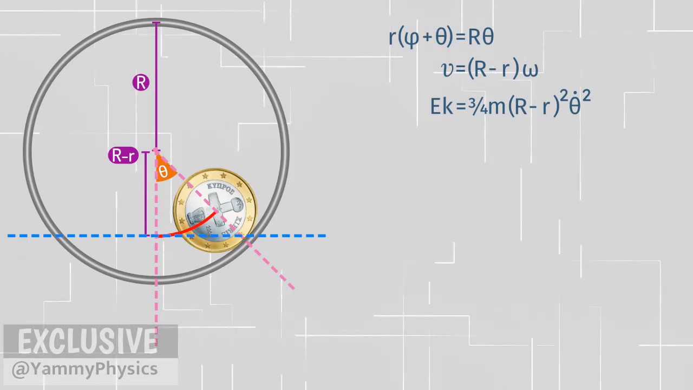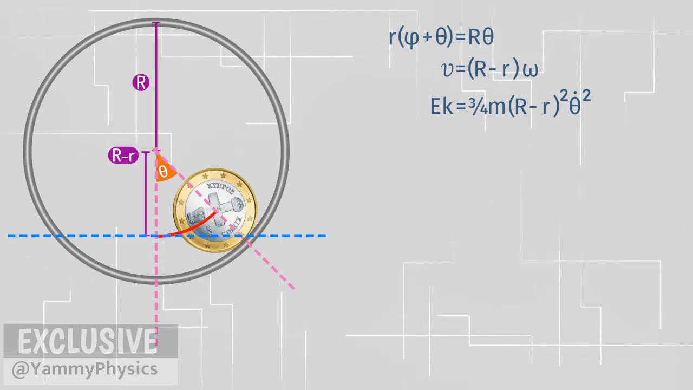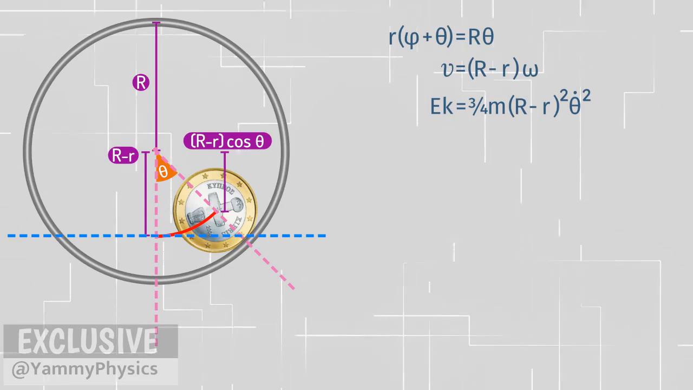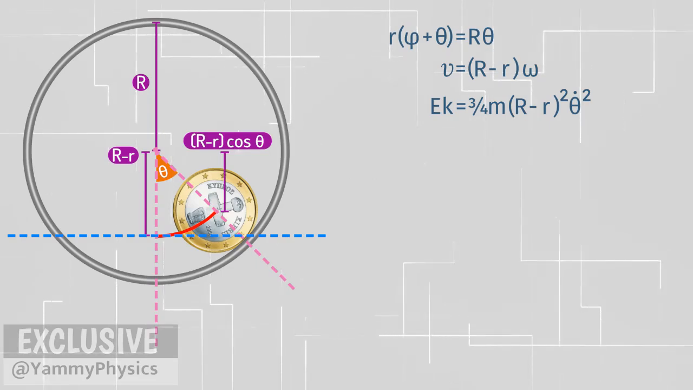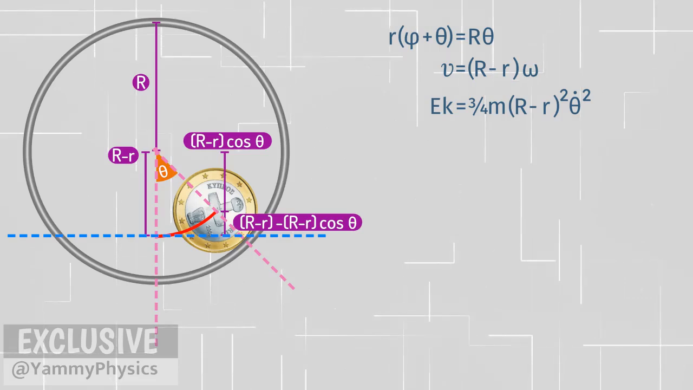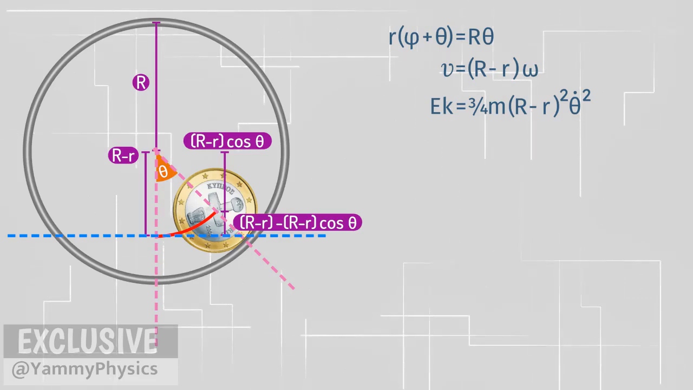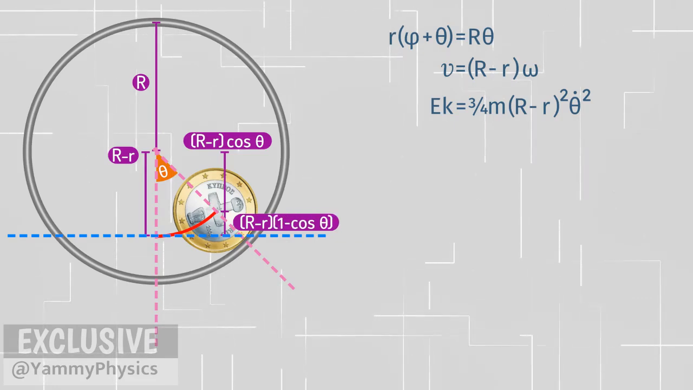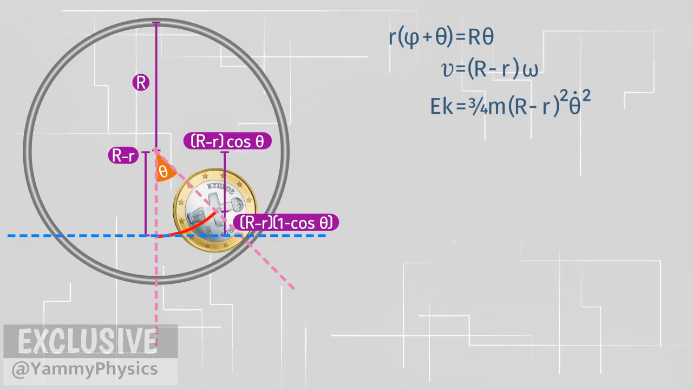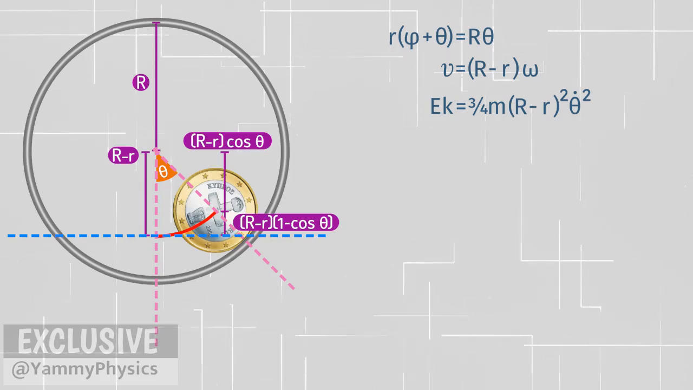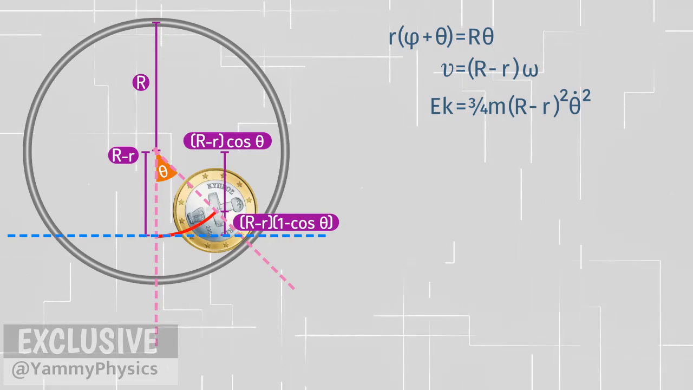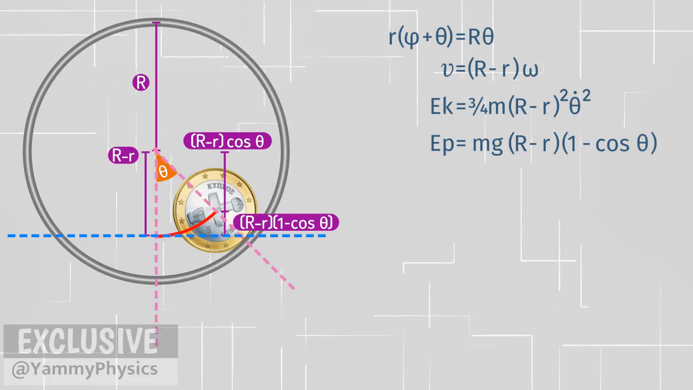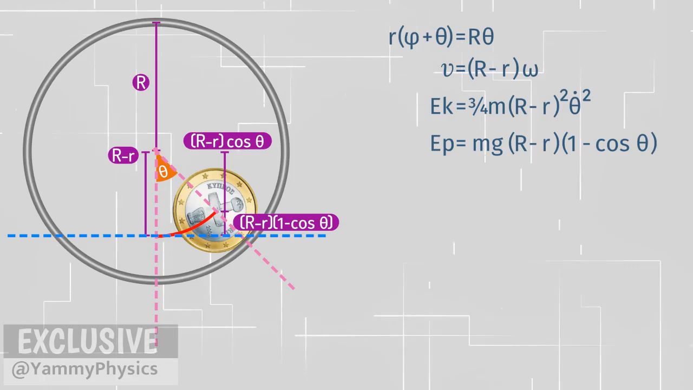Now consider the center of mass of the coin at maximum displacement. The length of this line is (big R minus r) cosine theta. Thus, the height is big R minus r, minus the length of it. We can write this as (big R minus r) times (1 minus cosine theta). The potential energy of the coin at maximum displacement is mg times (big R minus r) times (1 minus cosine theta). This is true, isn't it?